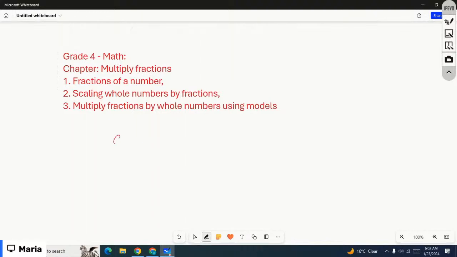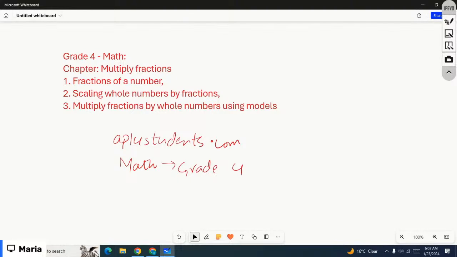You can find all the lessons on aplusstudents.com. You have to log in with your email address, and the password is provided by the administrator. Then you have to select math from the subject tab. Scroll down to grade 4 and then click on view all lessons. There you can find a list of the chapters. We're going to start with the chapter multiply fractions.